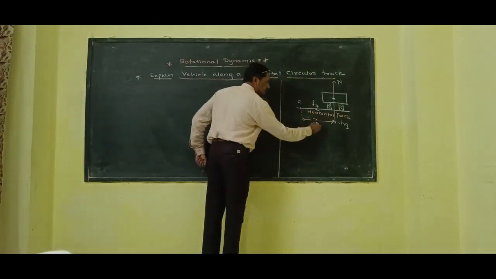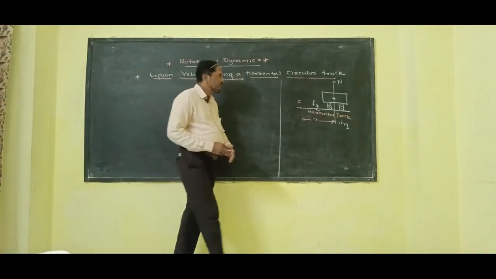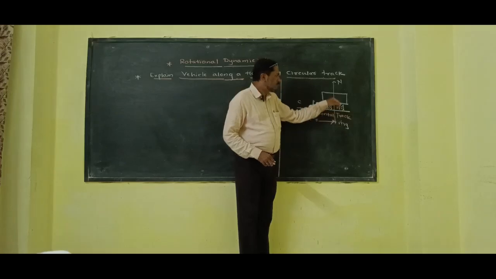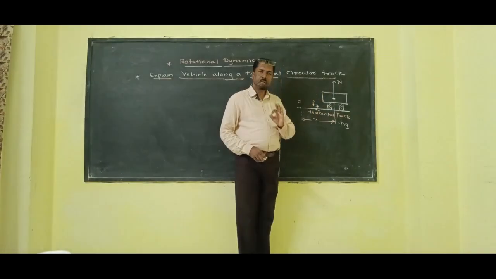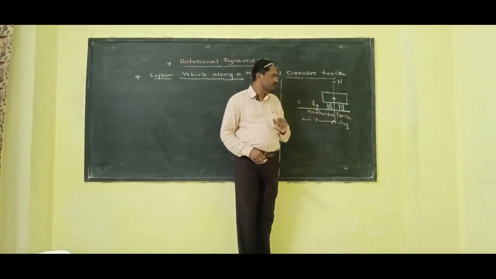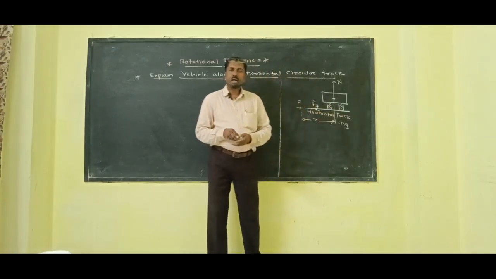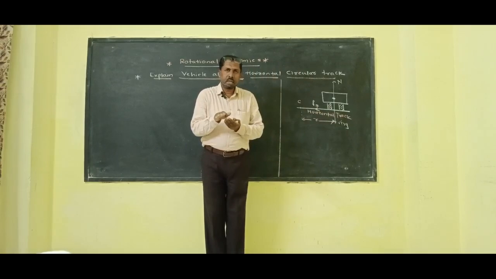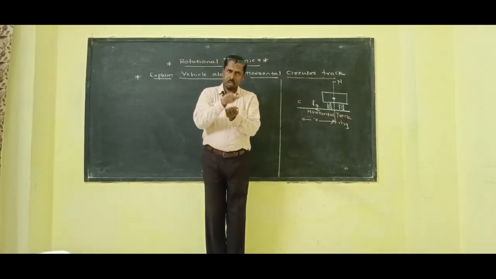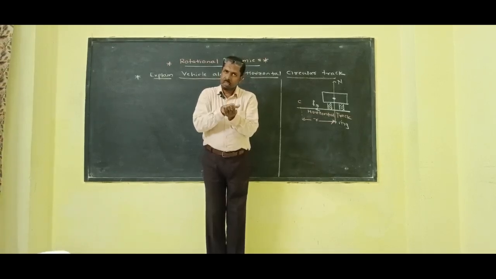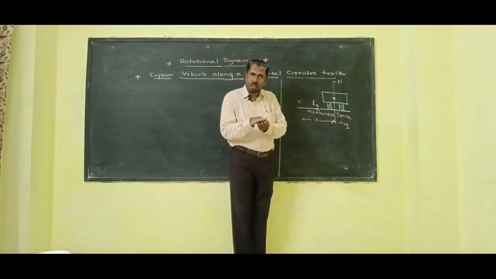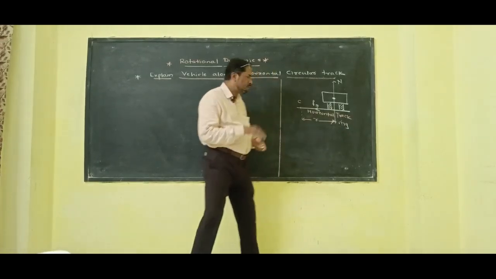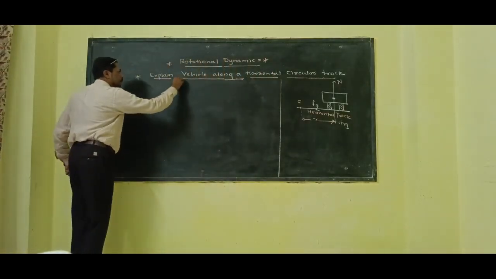having certain radius r, with its weight mg acting vertically downwards, and N be the normal reaction of the car. It is observed from the diagram that the car is moving on a horizontal track, so when it is traveling, a force of friction takes place between the wheels of the car and the horizontal track. So we have to first explain that.